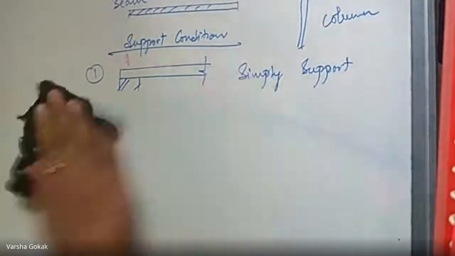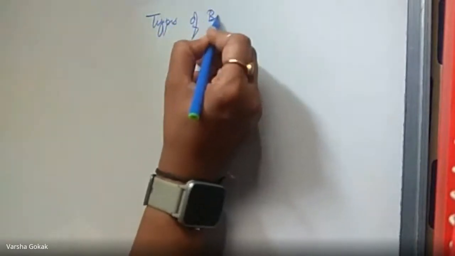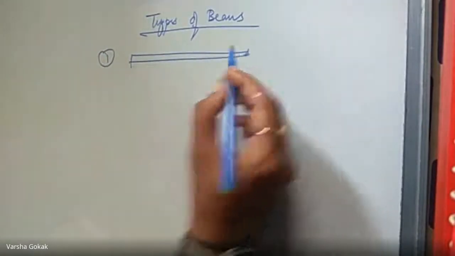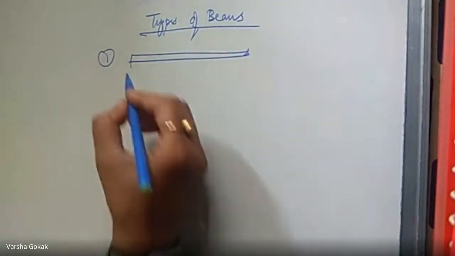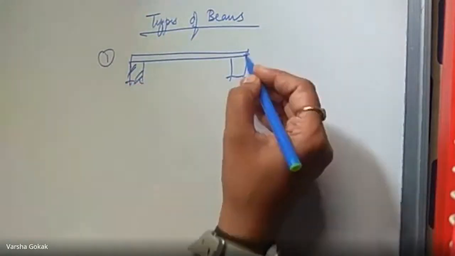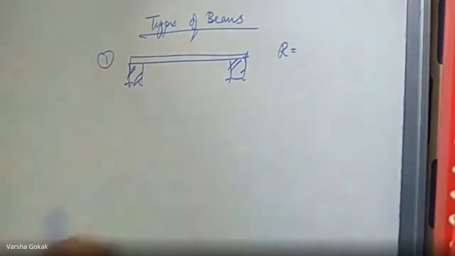On the basis of this, I want to write the different types of beams. Based on the supports, we will have different types of beams. Types of beams: the first one is a simply supported beam. You will have a simply supported beam like this, where both ends of the beam are simply resting. In this case, what is the total number of reactions here?